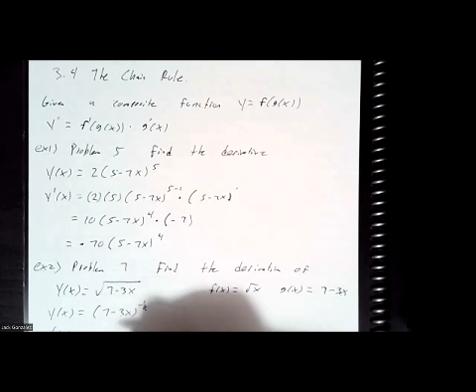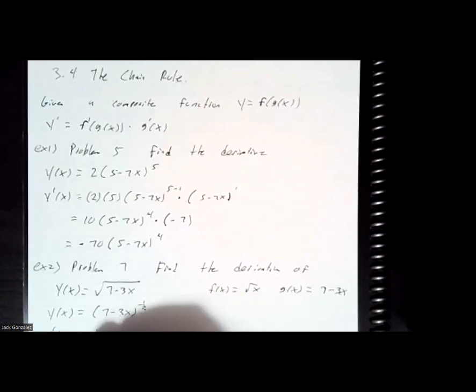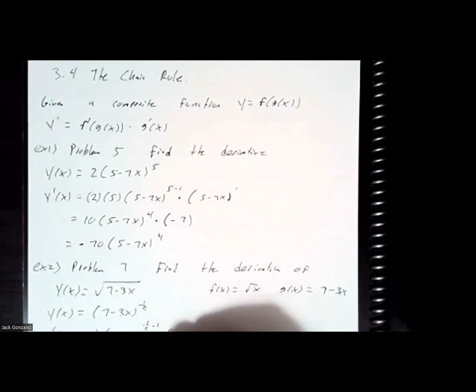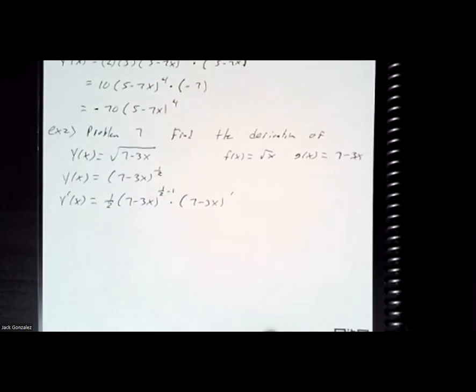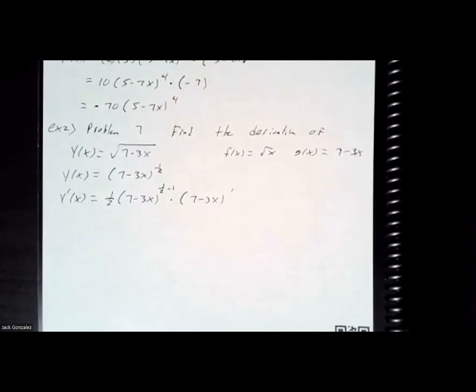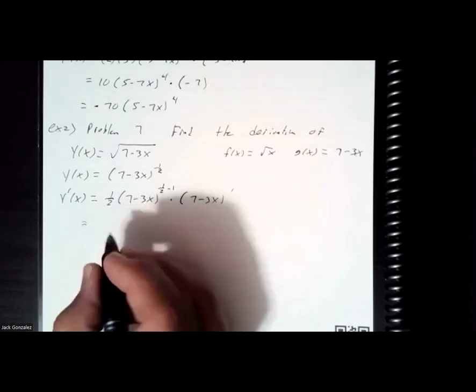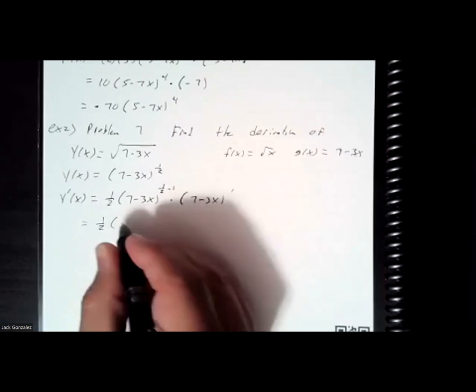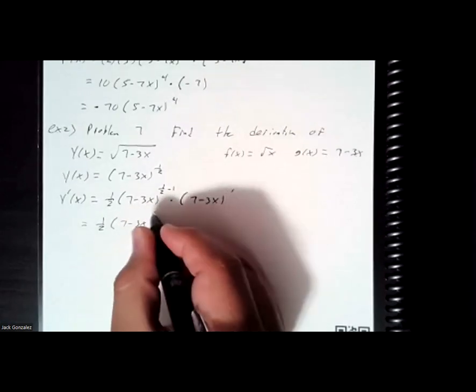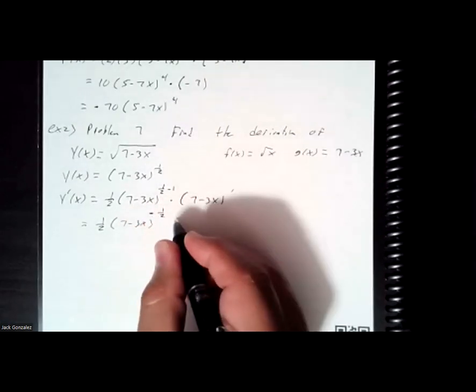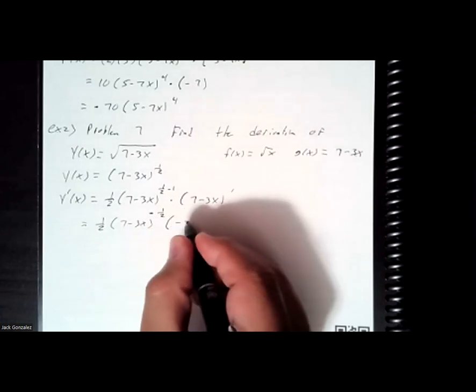Derivative will be, bring down the half, minus 1, now times the derivative of the inside. So far, so good? Yes. Okay. So it'll be 1/2 times 7 minus 3x to the negative half times, it's going to be minus 3, right?